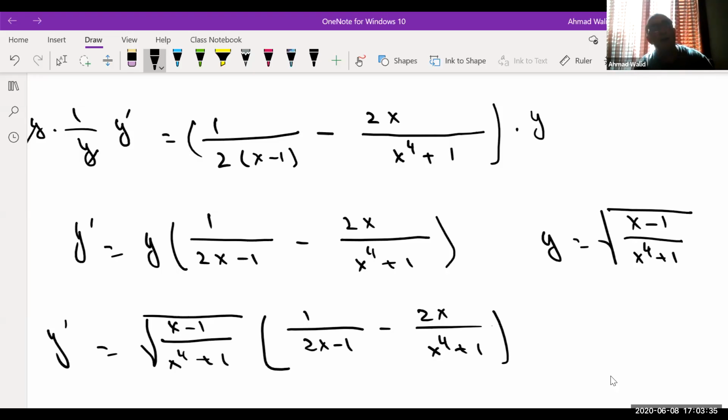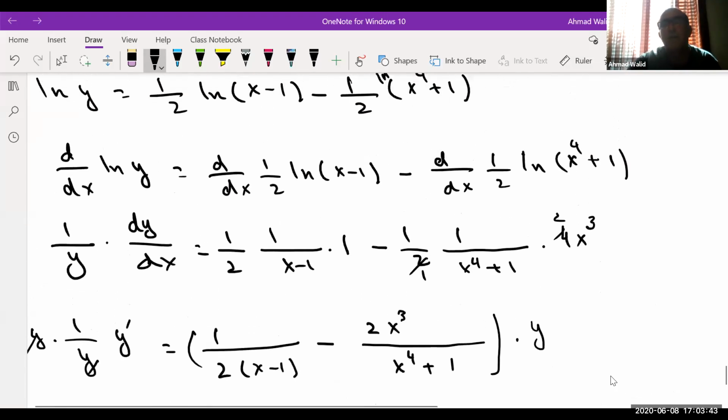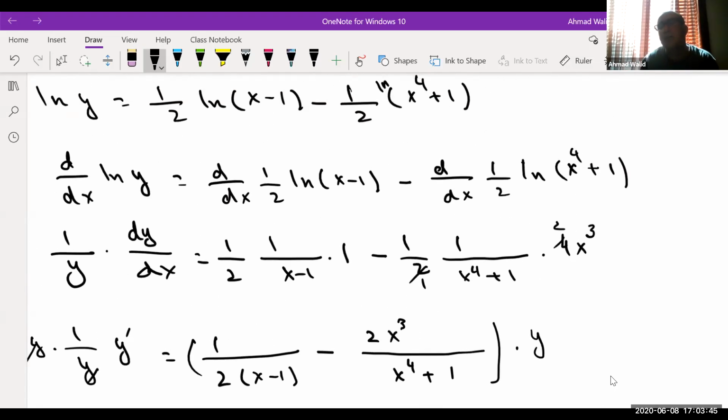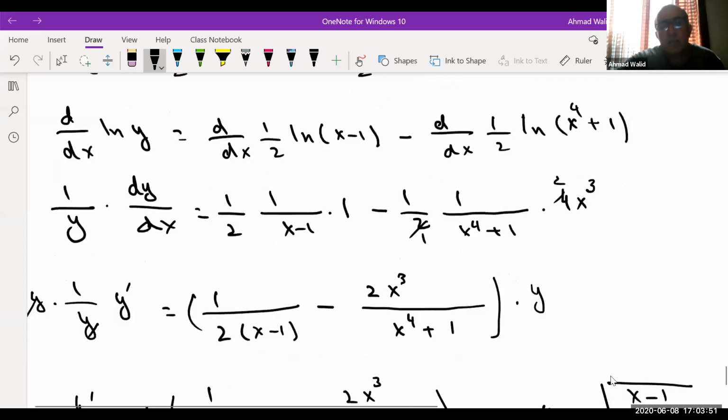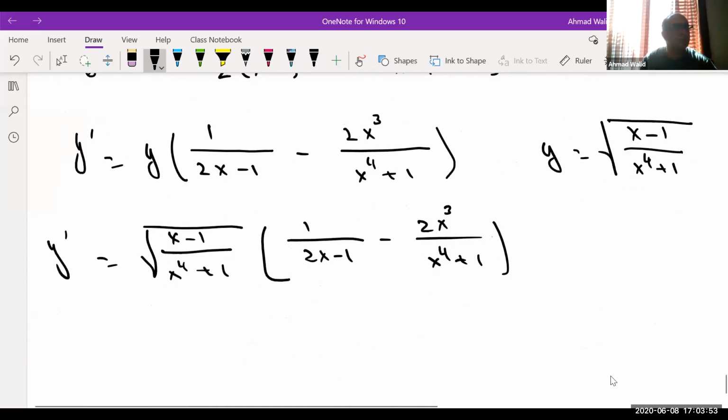That's your final answer. 2x cubed. Sorry, not 2x cubed. Because the derivative of here, it gives you 2x cubed. It was under my video there. I couldn't see the cube. It's 2x cubed. Correct?